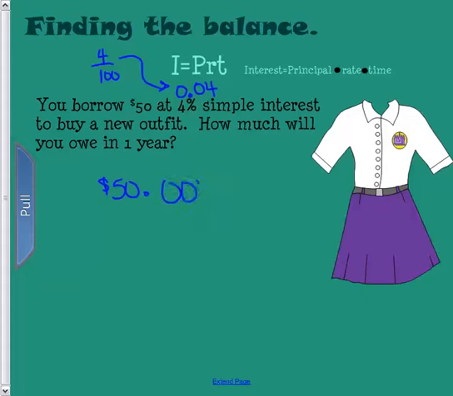And then times how many years? 1 year. So we've got our principal, we've got our rate, and we've got our time. And that will give us our interest. Go ahead and try that. So if you do this, you're going to owe $2.